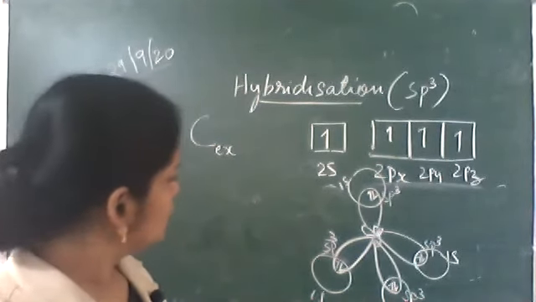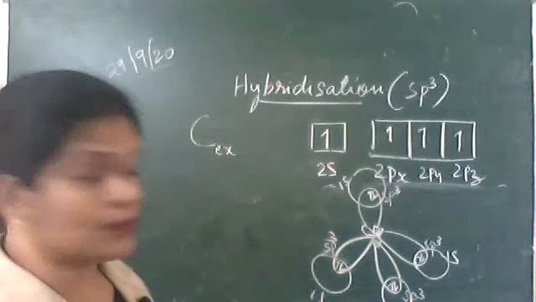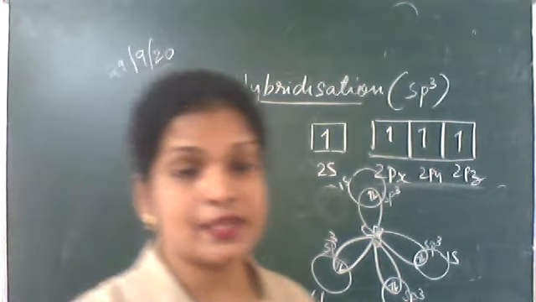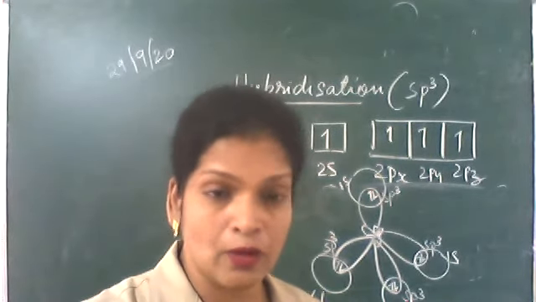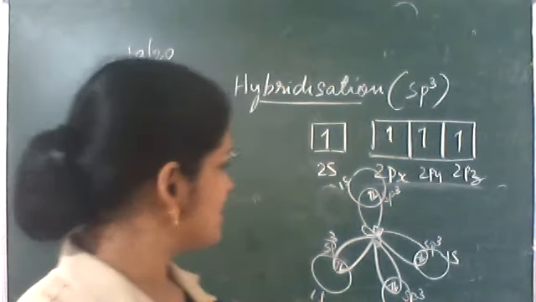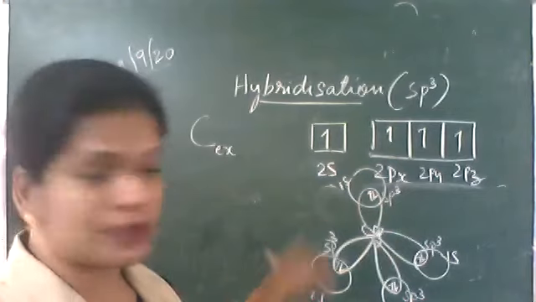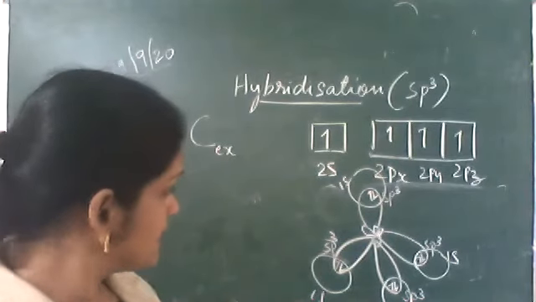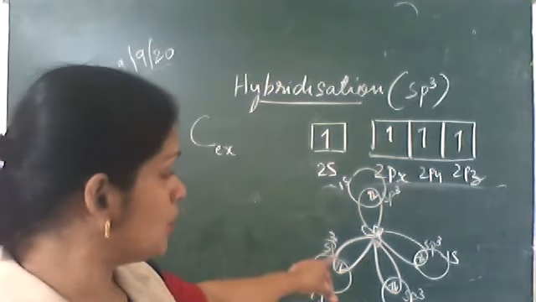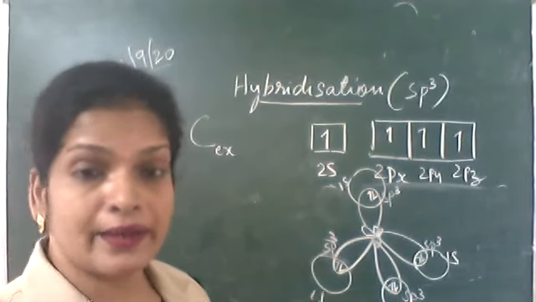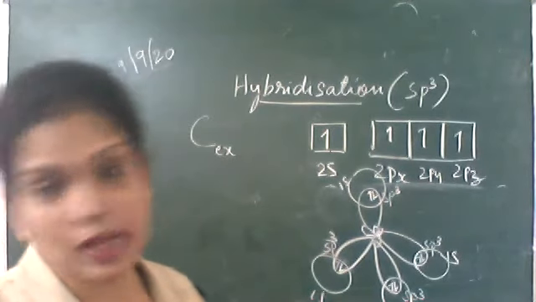Okay. So in CH4, the hybridization is sp3. What is hybridization then? Intermixing of orbitals of slightly different energies to redistribute their energies, resulting in the formation of new orbitals of equivalent energy and identical shape. This is what is meant by hybridization.